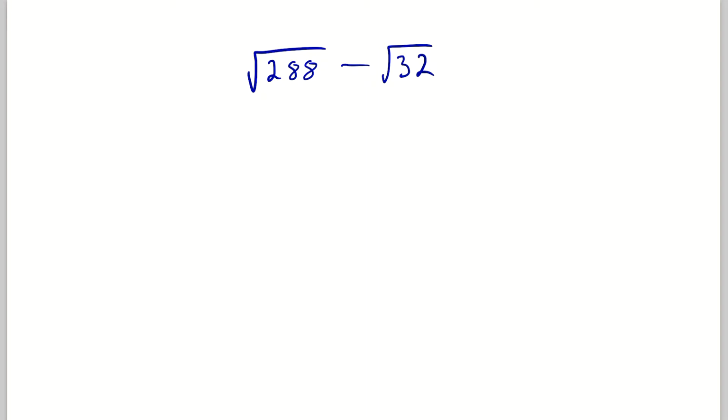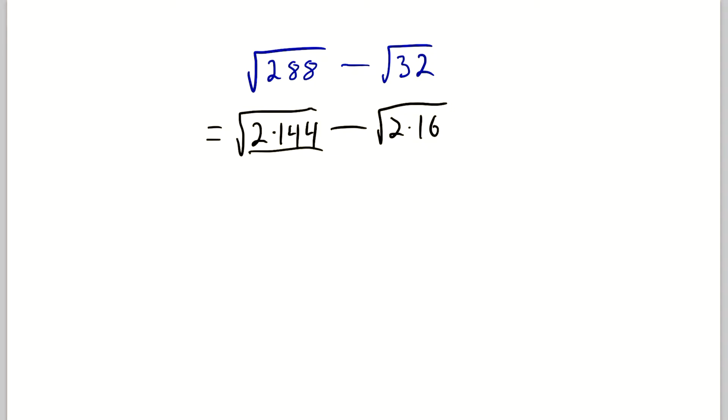So what I'd notice first is that this is an even number, 288, so I'm going to write it as 2 times 144. So this expression is equal to the square root of 2 times 144, and then I'm going to do the same thing with this square root of 32. 32 is also even, so I'm going to write it as the square root of 2 times 16. So you see we haven't changed anything here. 2 times 144 is 288, and 2 times 16 is 32.